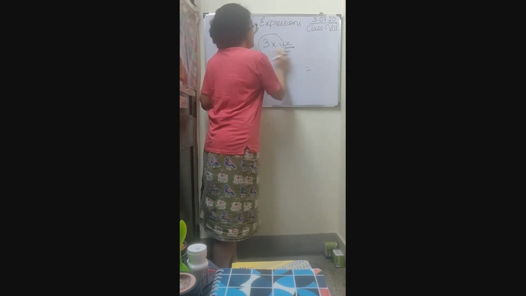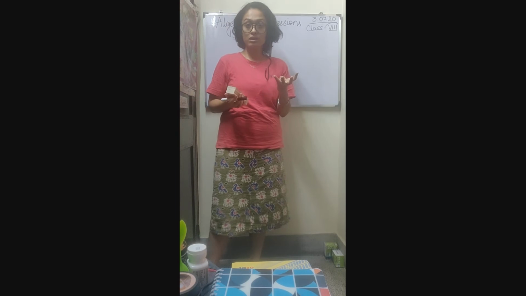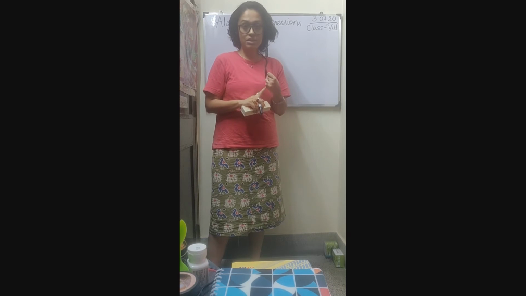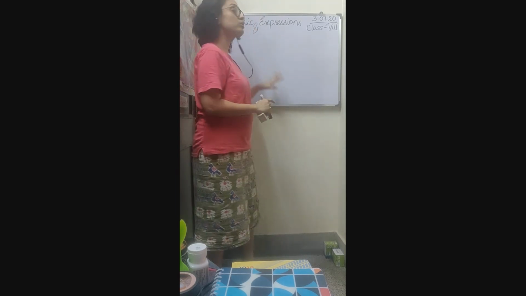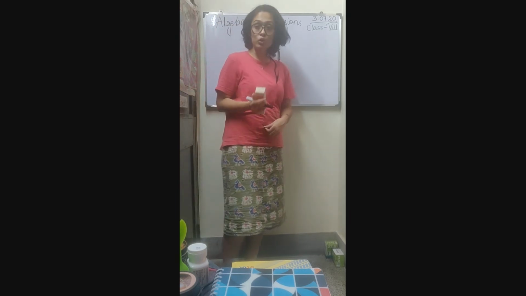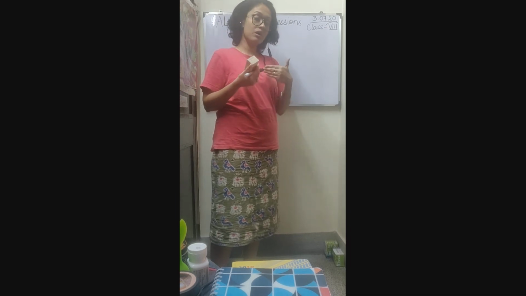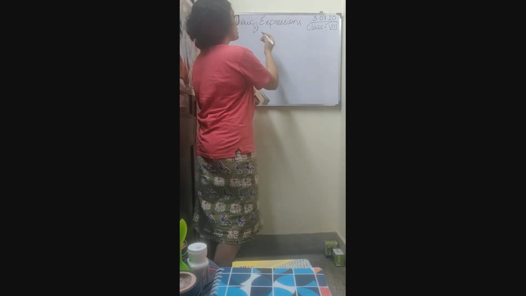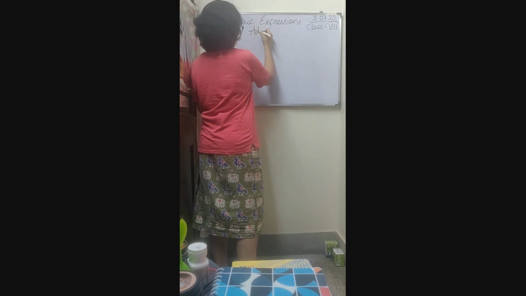So let me quickly count what we did till now. We did what constants and variables are, what monomials, binomials, trinomials are. We talked about polynomials and we talked about coefficient. All this knowledge will be needed for you to operate on algebraic expressions. That's what we were aiming at today. So we will begin with addition. Addition of algebraic expressions.